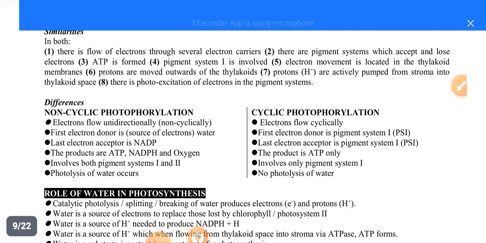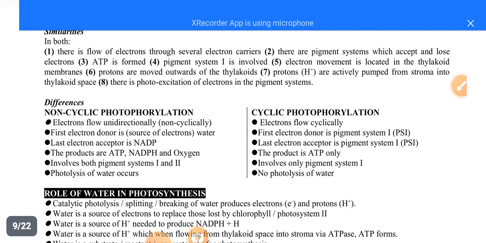Then our second point is that the first electron donor is the source of electrons, which is water. We saw that in photolysis. While on this side, the first electron donor is the pigment system 1. Remember we began with the P700. Now this side the last electron acceptor is the NADP, while on this side the last electron acceptor is the pigment system 1. So in the non-cyclic, the products are ATP, NADPH, and oxygen, while on the other side the product in cyclic is only ATP.